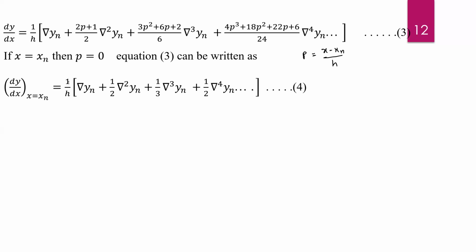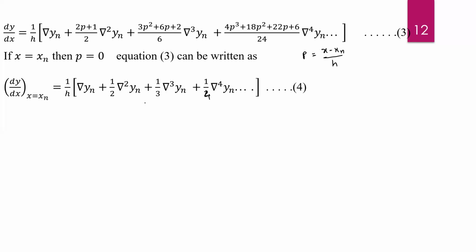Near the last value, dy/dx is equal to 1 upon h times (first backward difference plus 1/2 second backward difference plus 1/3 third backward difference plus 1/4 fourth difference). When we put p equal to 0, simply 6 remains in the numerator, divided by 24, that is 6 upon 24, which is 1/4. Then plus 1/5 fifth backward difference, and continue. The formula is very easy. The denominator is 1, 2, 3, 4 with a plus sign, and the backward difference power is increased by 1.